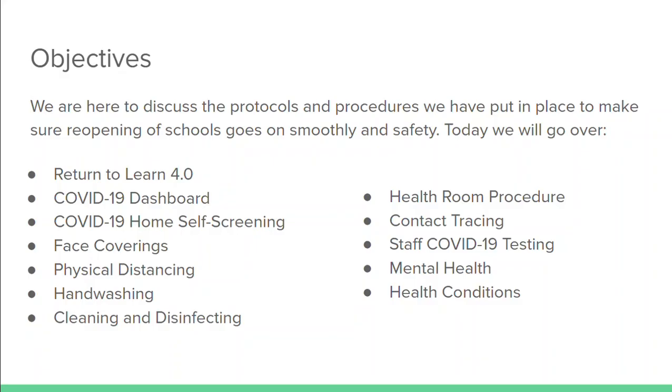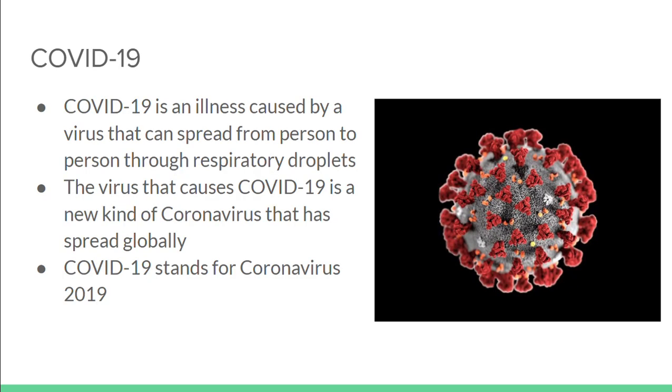The objectives of this presentation are to discuss the protocols and procedures we've put into place to make sure that reopening of schools goes on smoothly and safely. Today we'll be going over the Return to Learn 4.0 website, the COVID-19 dashboard, the COVID-19 home self-screening tool, face coverings, physical distancing and hand washing, cleaning and disinfecting, health room procedure, contact tracing, staff COVID-19 testing, mental health, and health conditions. Even though COVID-19 has now been going on for a while, we wanted to refresh on some definitions.